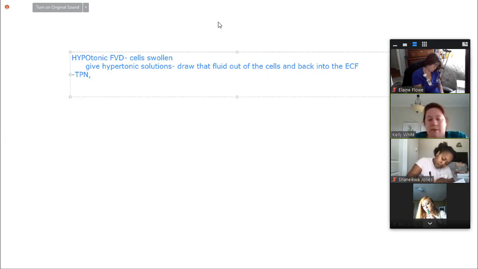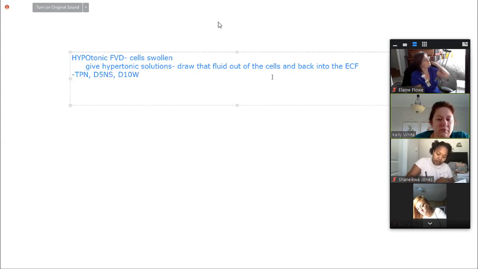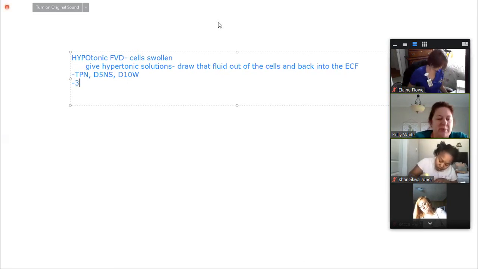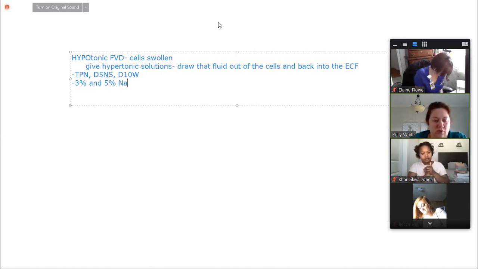Some other common hypertonic solutions are going to be D5 normal saline and D10W. So y'all know D stands for dextrose, so sugar water. Okay. There is also 3% and 5% normal saline.